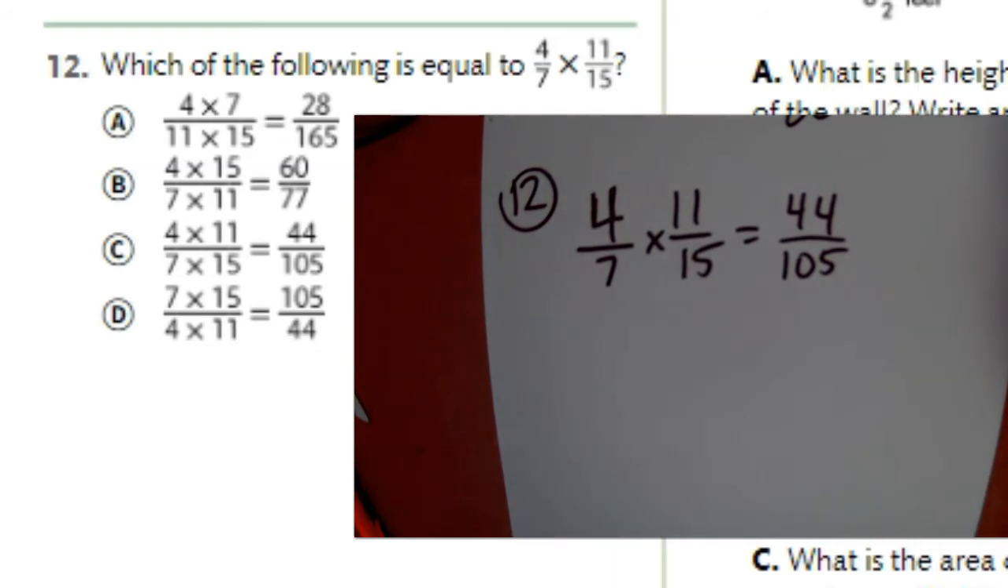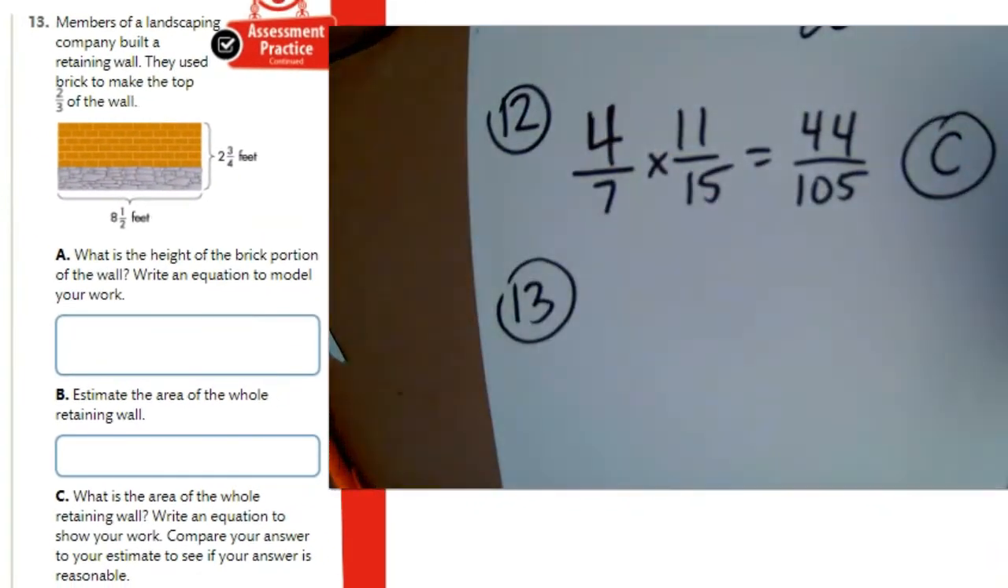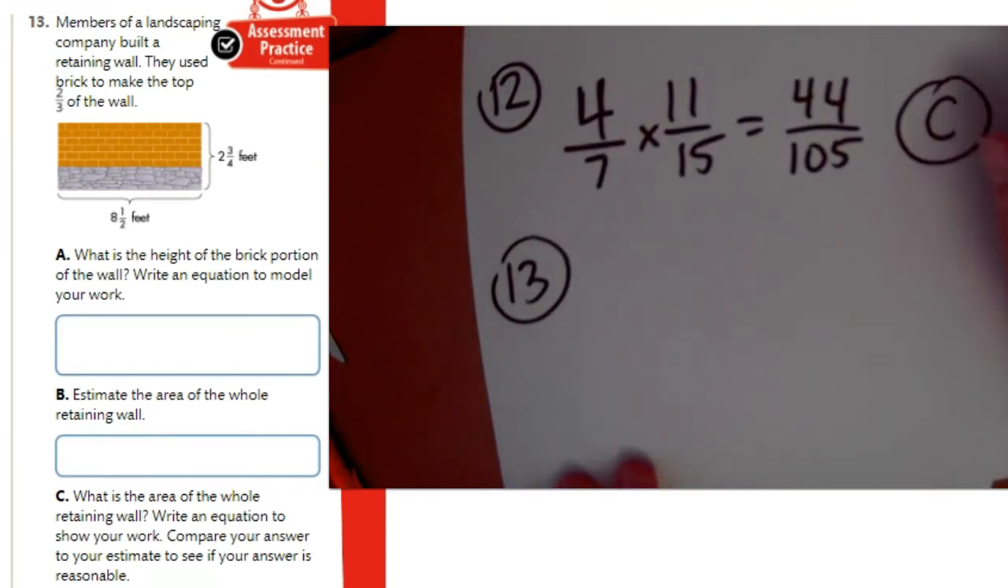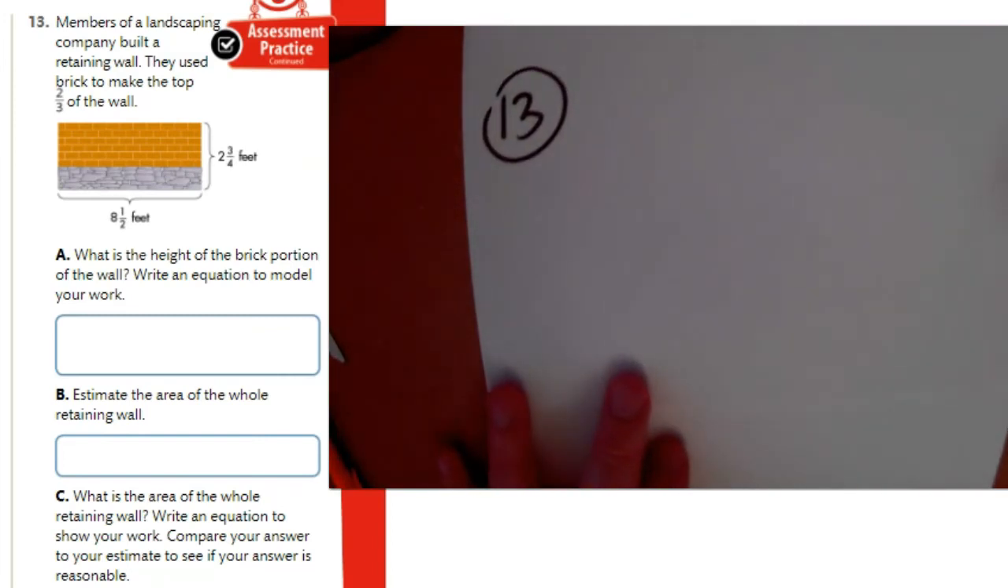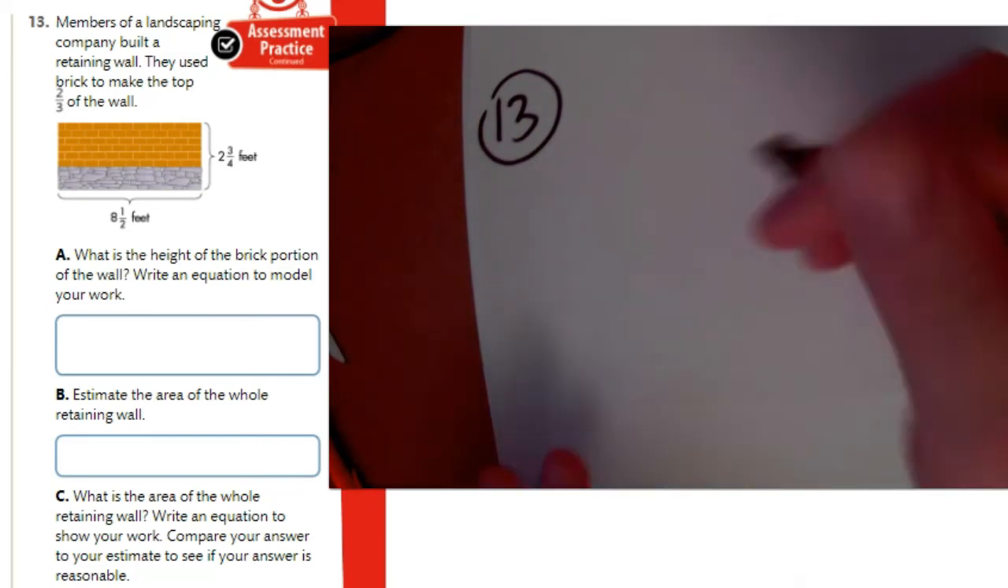If we take a look at our options, letter A says 28 over 165. Nope. Letter B says 60 over 77. Nope. Letter C says 44 over 105. Hey. And letter D says 105 over 44. Nope. So letter C is our correct answer for number 12. Let's move on to number 13. Number 13 says members of a landscaping company built a retaining wall. They used brick to make the top 2/3 of the wall. Of the wall. Remember, of means times.